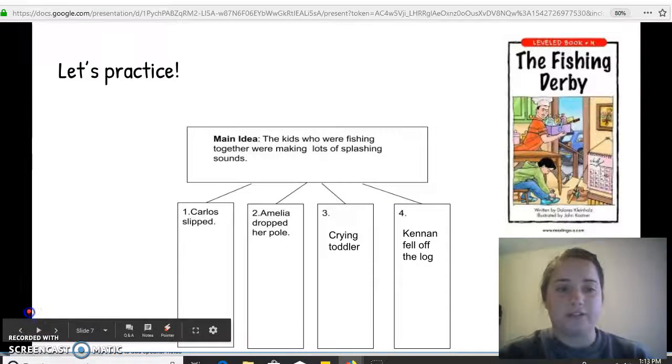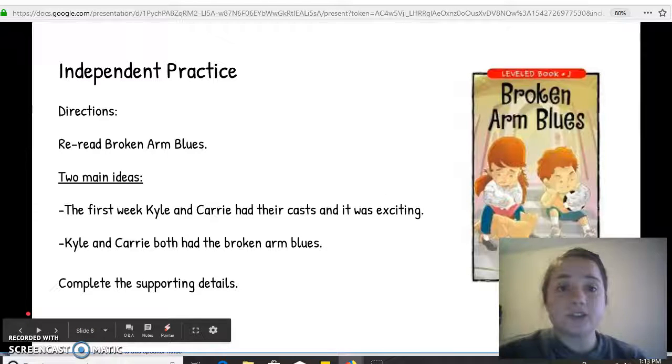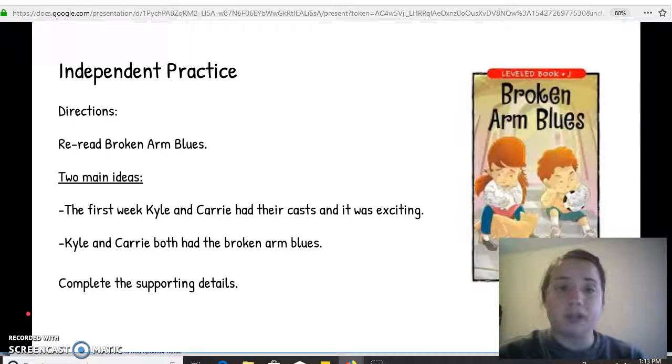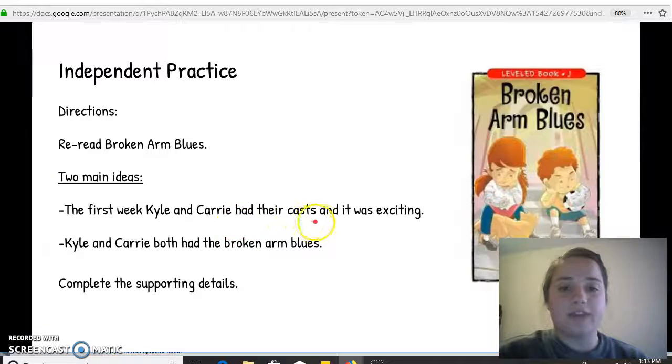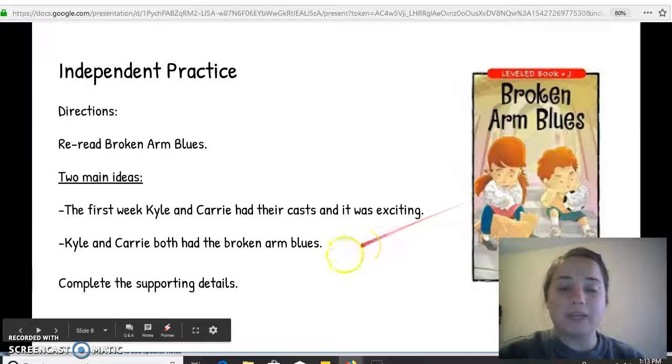Nice work, friends. Now it's time for you to do some independent practice. What I would like you to do is reread the story Broken Arm Blues. And here are 2 main ideas from the story. Number 1, the first week Kyle and Carrie had their cats and it was exciting. You are going to use this main idea and find supporting details for this main idea from the story. Here's another main idea. Kyle and Carrie both had the broken arm blues. Look back in the story and see if you can find some supporting details to these 2 main ideas.